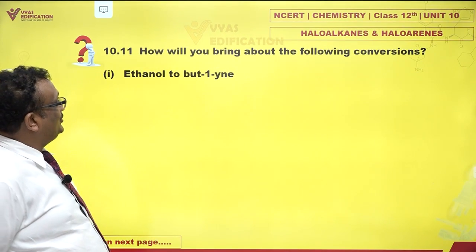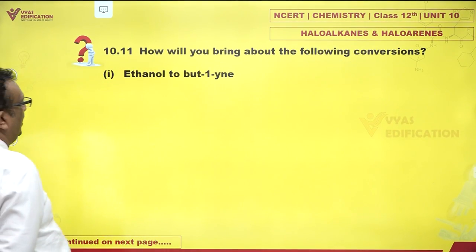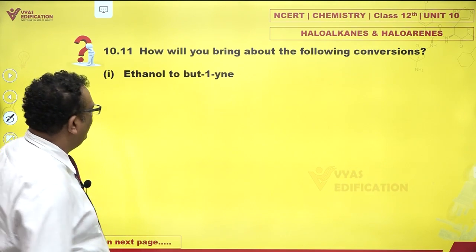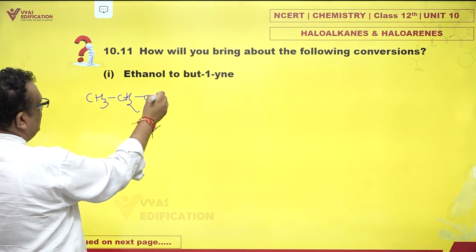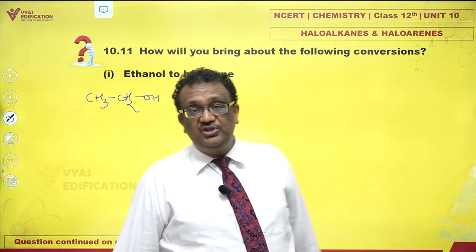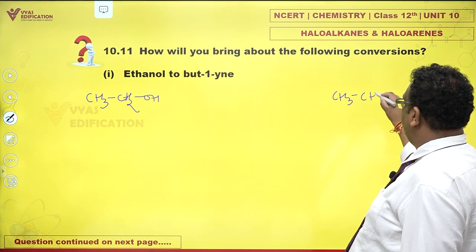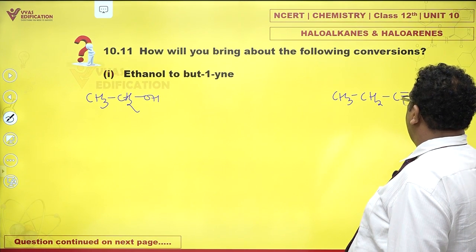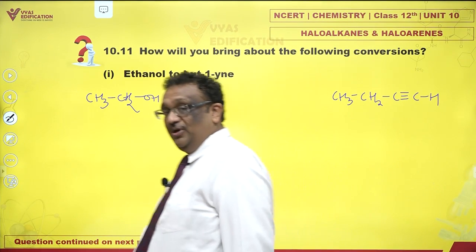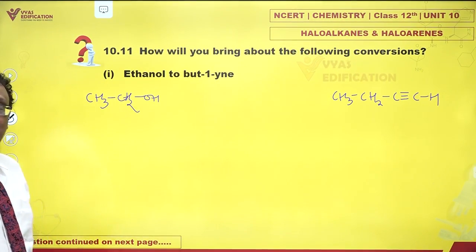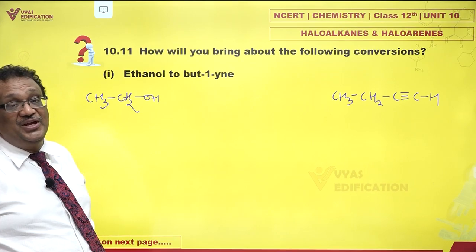And this is now what conversions. How would you bring about the following conversions? Ethanol to but-1-yne. First, let us write down the molecules and then we'll think about the methods. We have CH3, CH2, OH. This is ethanol. And we have intentions to change it to butyne, which is CH3, CH2, C triple bond CH, but-1-yne. Try to look and imagine the steps you could actually conduct. Now, whenever you're faced with such questions, the first thing you must compare is the length of carbon chain.